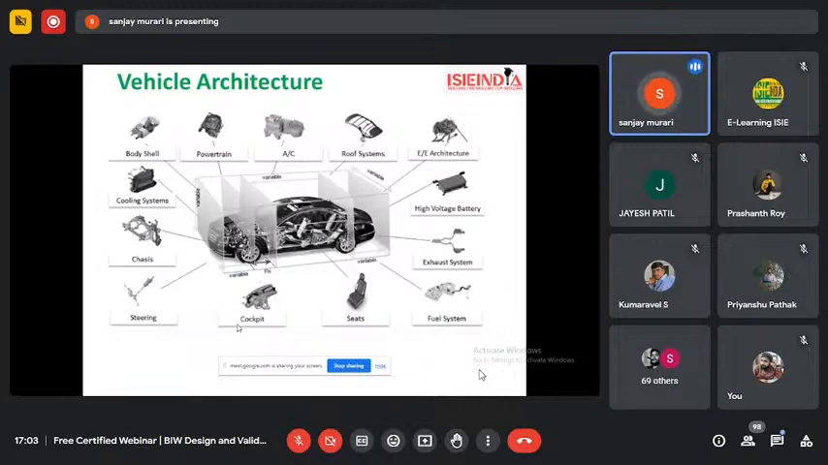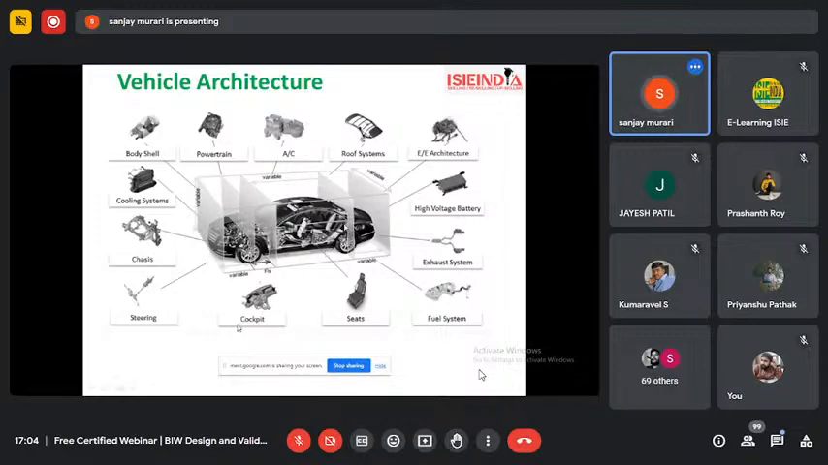Vehicle architecture. As we see in the center image, it is the entire car. There are different assemblies in the car: powertrain, AC, roof system, battery system, seating system. This is the cockpit, or instrument panel as we call it, steering, and chassis and body shell. So this is one typical kind of car.